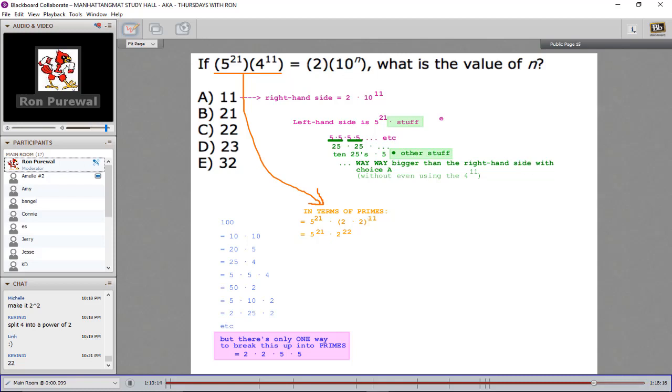And then in terms of this other side, in terms of primes with that one, that's a 2, and then that's 5 times 2 to the n. So that's going to be 2 times n number of 5's times n number of more 2's.